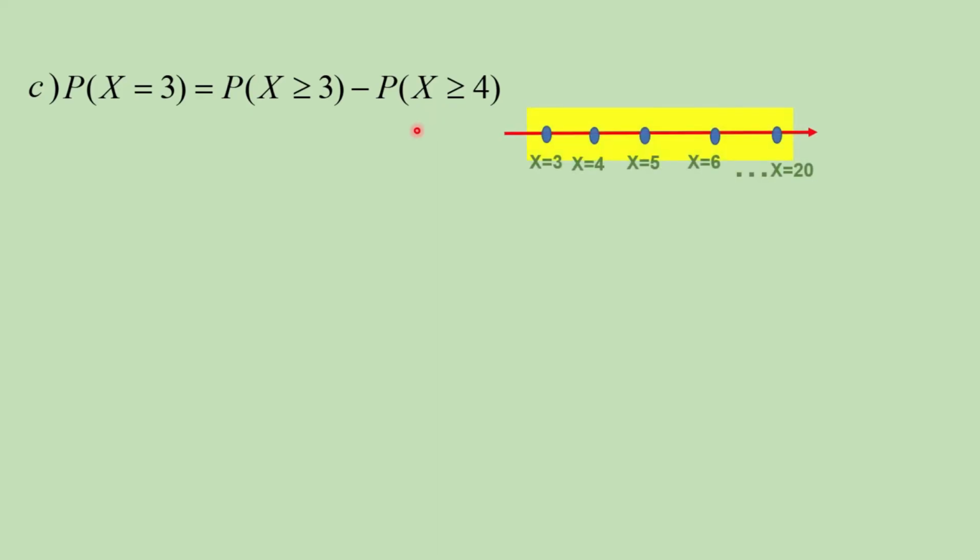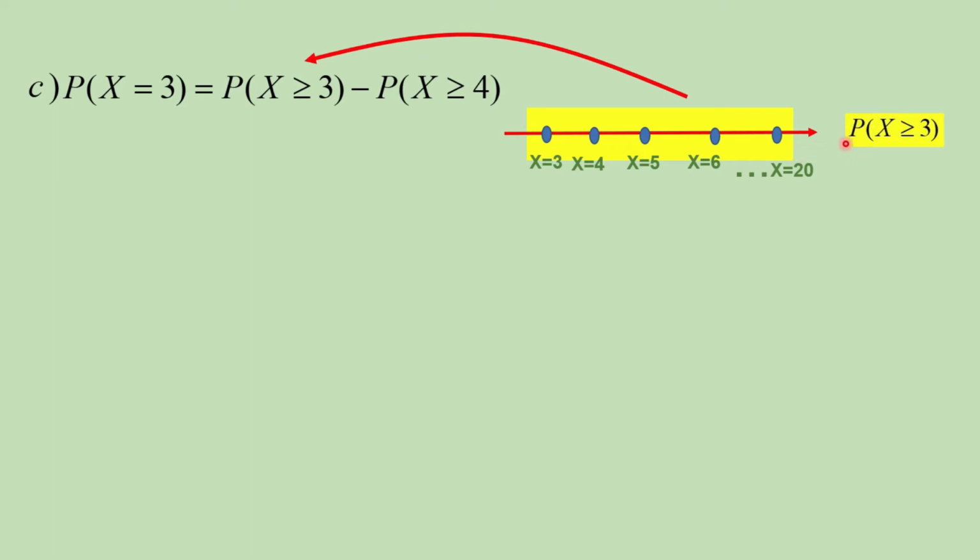Okay, now we continue with C. Find the probability x equals 3. To find the single value probability at x equal to 3, the formula is given as probability x more than or equal to 3 minus probability x more than or equal to 4. So how do you get this formula? Probability x more than or equal to 3 is the summation for x equals 3, 4, 5 until x equals 20.